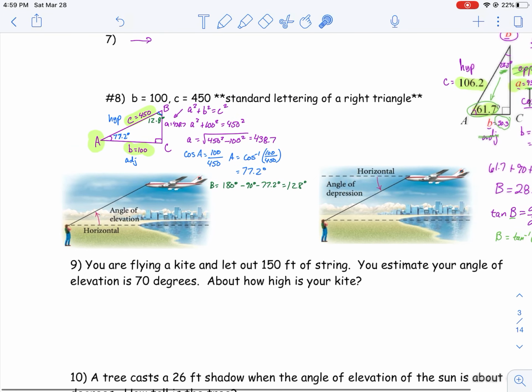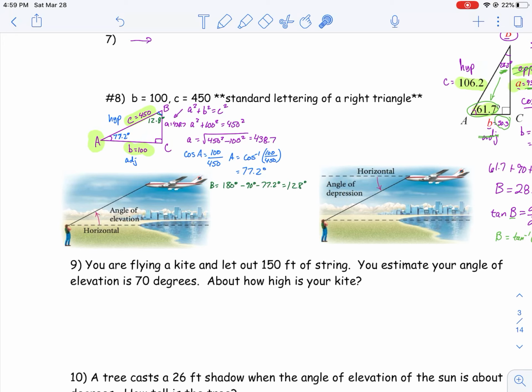So, quick review of this problem. I set it up and did Pythagorean Theorem to find A first. Then we looked at angle A, used the adjacent over the hypotenuse, and solved that to get angle A. And then we knew the three angles added to 180, so we did that to find angle B, which is 12.8. An alternative, if you found the angles first, you could then find A using your trig function.